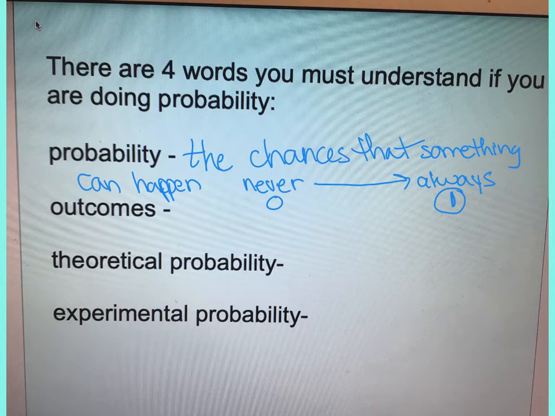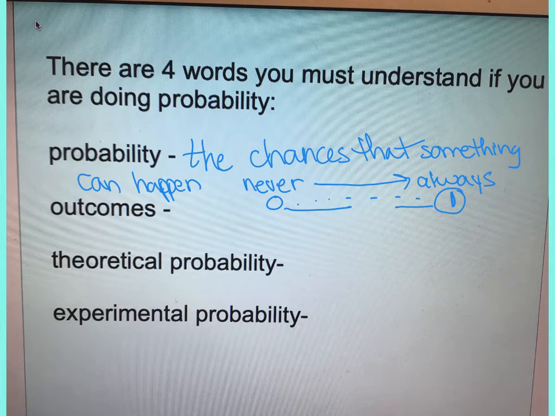Obviously, most probabilities are between these two places, between 0 and 1. So usually they are fractions, or we think about them as fractions. Half the time this will happen, 3 out of 4 times this will happen. That obviously is a fraction that ranges between these two spots.